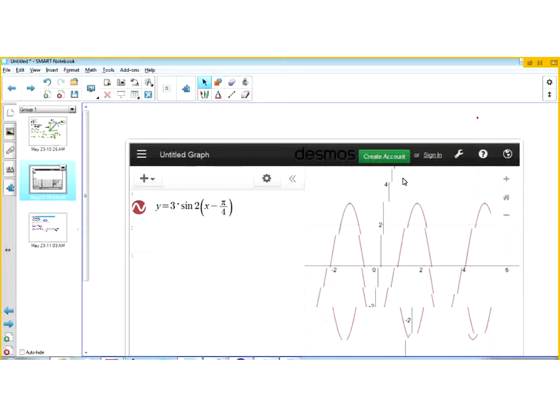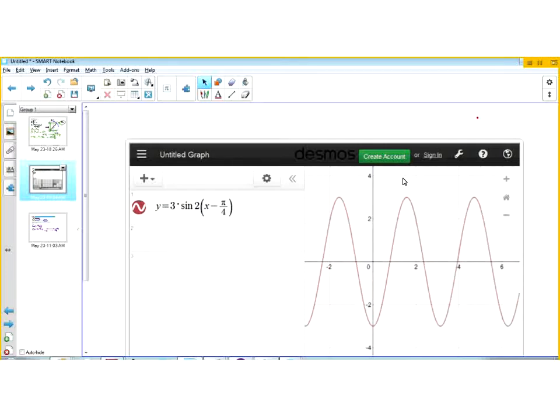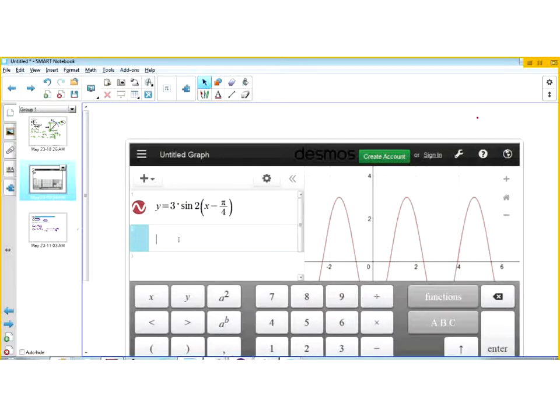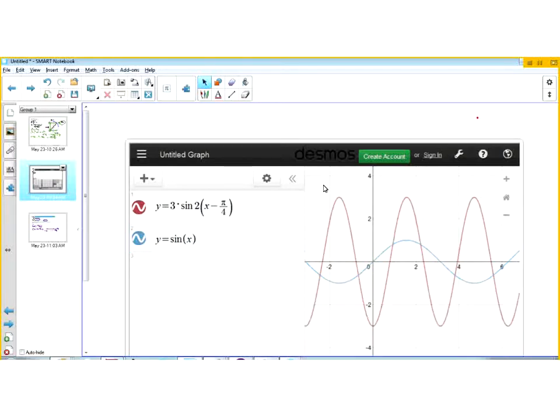So suppose we want to explore this curve on one period. What would be the start of the period of this graph? For perspective, how about I just go ahead and plot y equals sine x? That's shown in blue. So we're comparing the fundamental sine function shown in blue with this modified sine function. It has a modified amplitude, period, and phase shift of pi over 4.